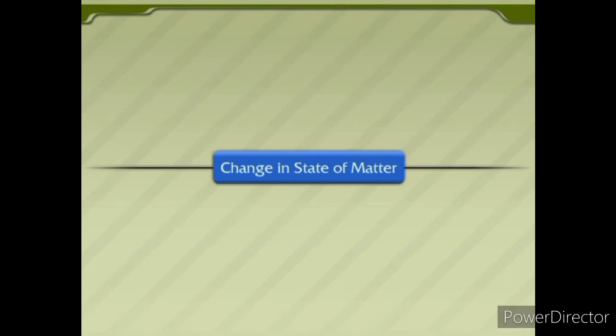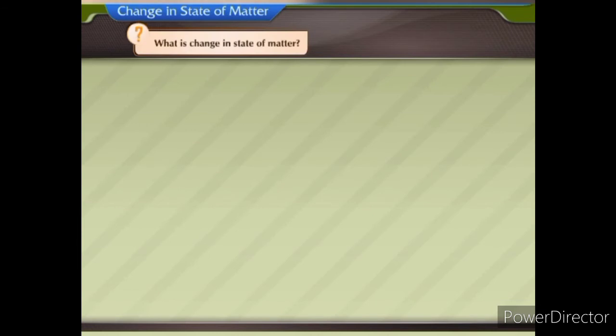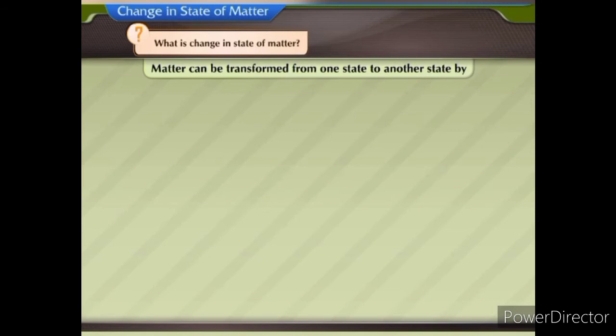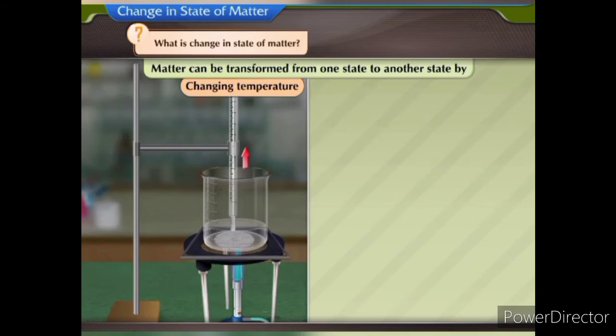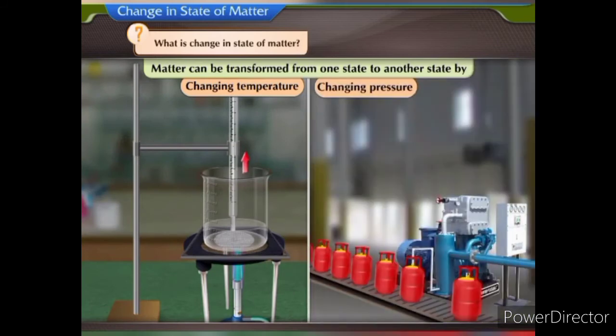Change in state of matter. What is change in state of matter? Matter can be transformed from one state to another state by changing temperature or by changing pressure. This transformation is called a change in state.